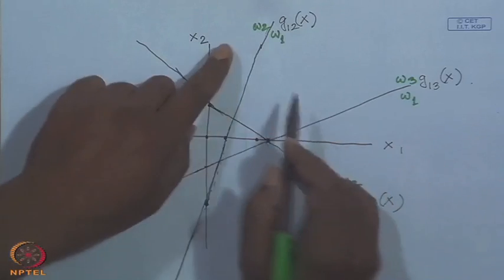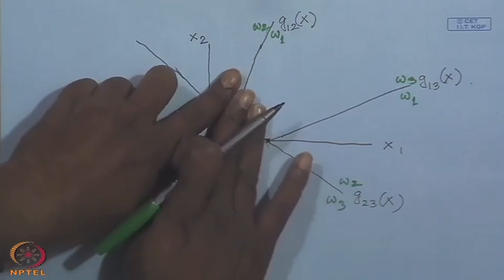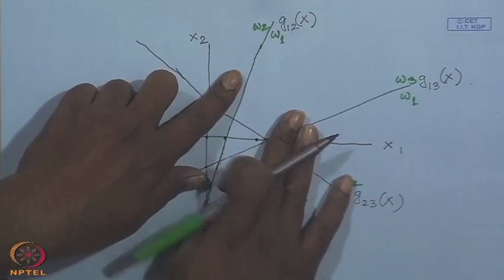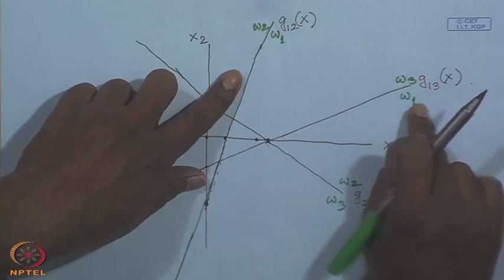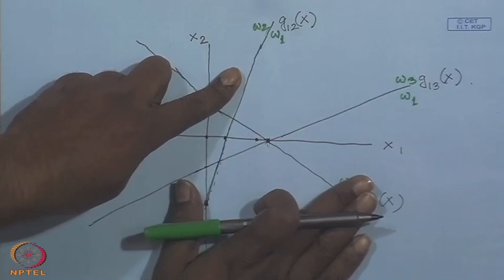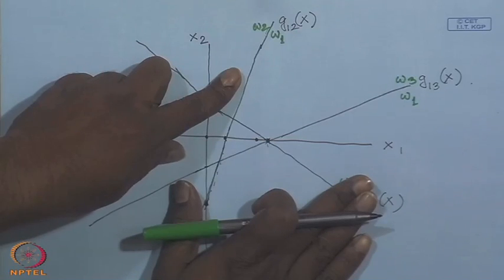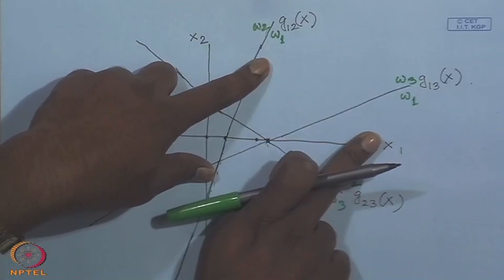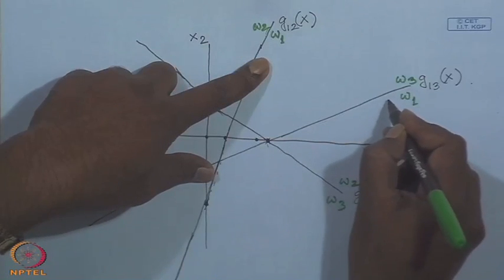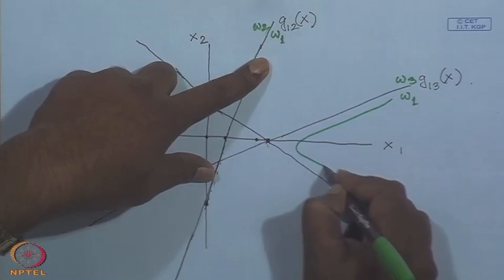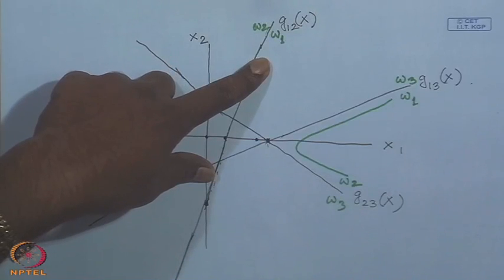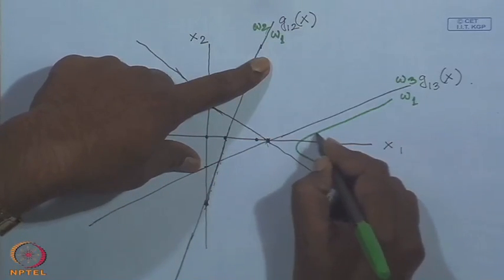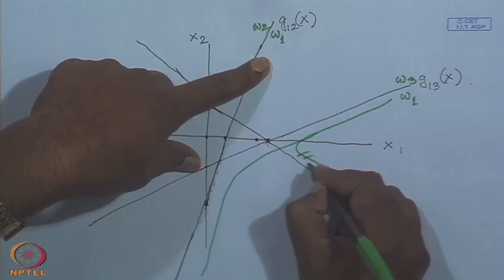Here you find that between class omega 1 and omega 2, this side is omega 1, and between omega 3 and omega 1, this side is omega 1. So, when I take the intersection of this and this, you find that this is the region which will be allotted to class omega 1.